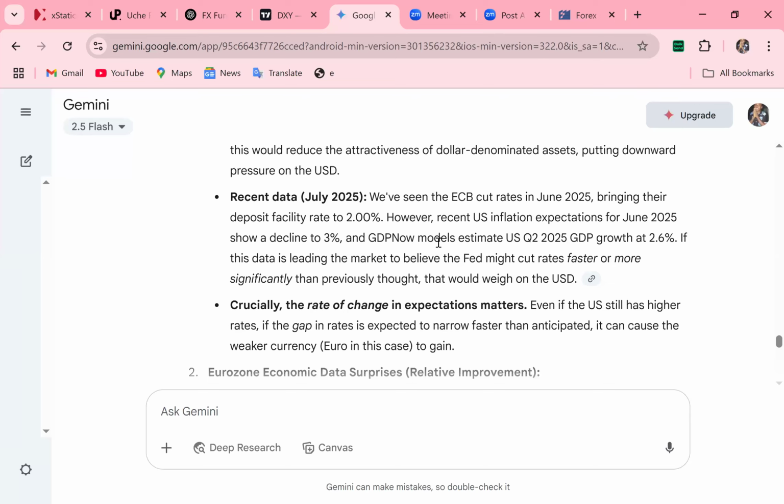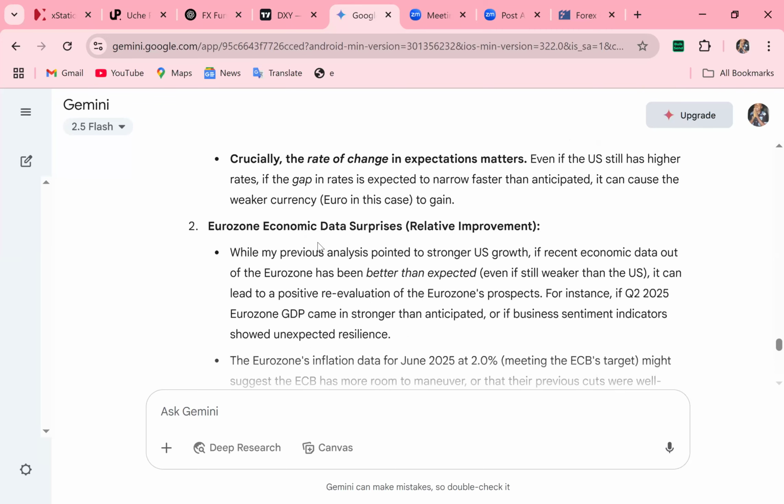In GDP, the GDP model estimate for Q2 of 2025 shows growth at 2.6%. So if this data is leading the market to believe that the Fed might cut interest rates faster and more significantly than previously thought, that would weigh on the US dollar. Now, this is also another one, the Eurozone economic data and the surprises.